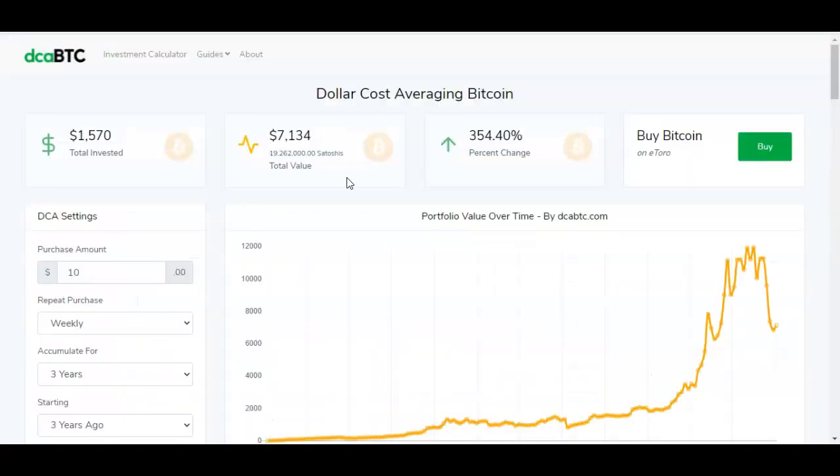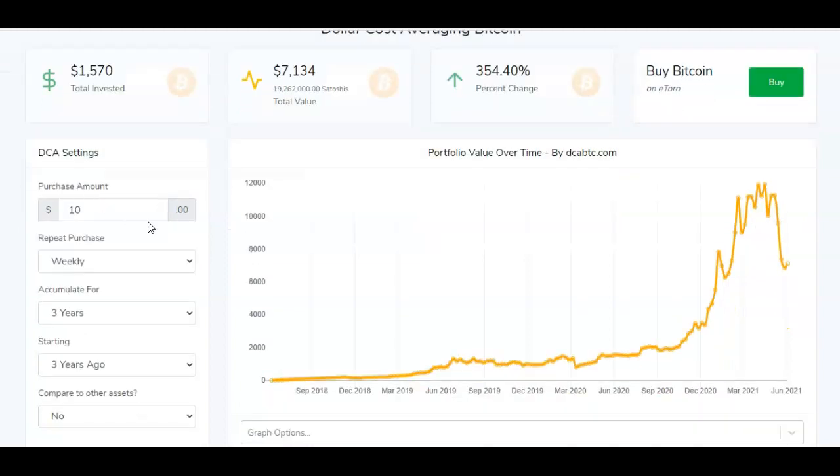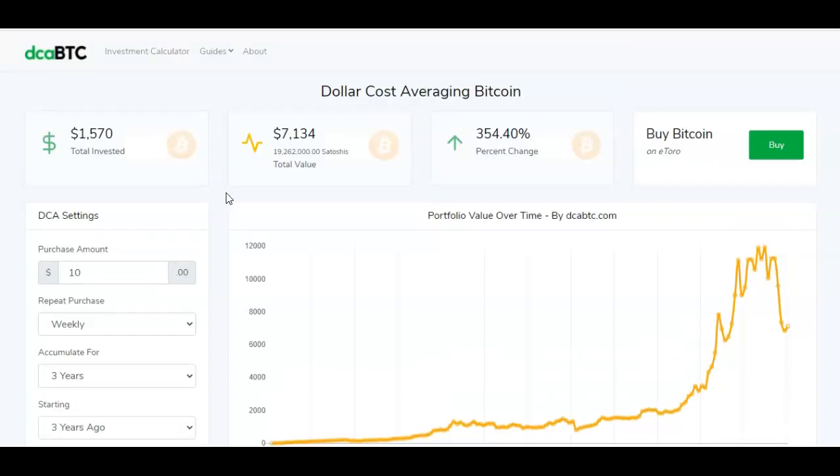Okay, guys, this is a phenomenal website. All you guys got to check out this site, okay? It's called dcabtc.com. Phenomenal website. And what this site does is it allows you to basically dollar cost average Bitcoin. So you can't actually buy Bitcoin through this site, but what it allows you to do is play with the calculator here and make changes to see what they will result.